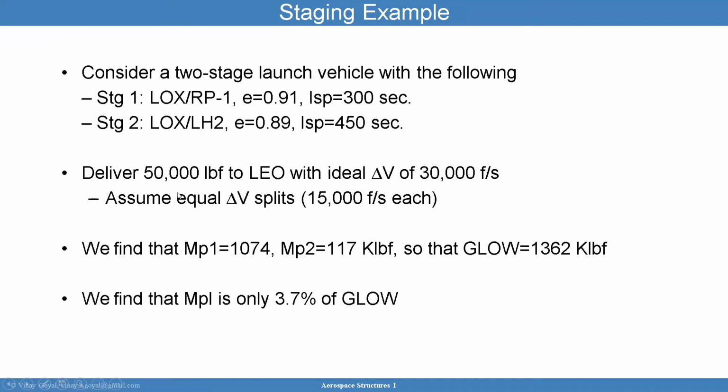The way typically people do this, they will split delta V across two stages, 15,000 feet per second here, 15,000 feet per second here. So I apologize for that. We find then, if you do the calculations, that the mass of the payload is only 3.5% of the gross liftoff weight.